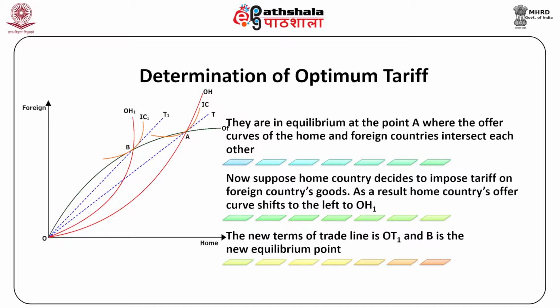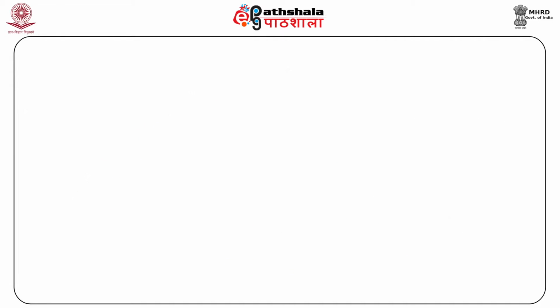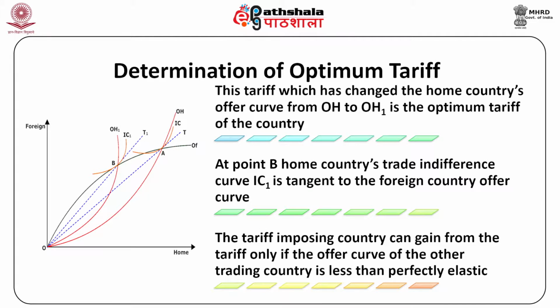Now suppose the home country decides to impose a tariff on foreign countries' goods. As a result, the home country's offer curve shifts to the left to OH1. The new terms of trade line is OT1 and B is the new equilibrium point. This tariff, which has changed the home country's offer curve from OH to OH1, is the optimum tariff of the country. At point B, the home country's trade indifference curve IC1 is tangent to the foreign country offer curve.